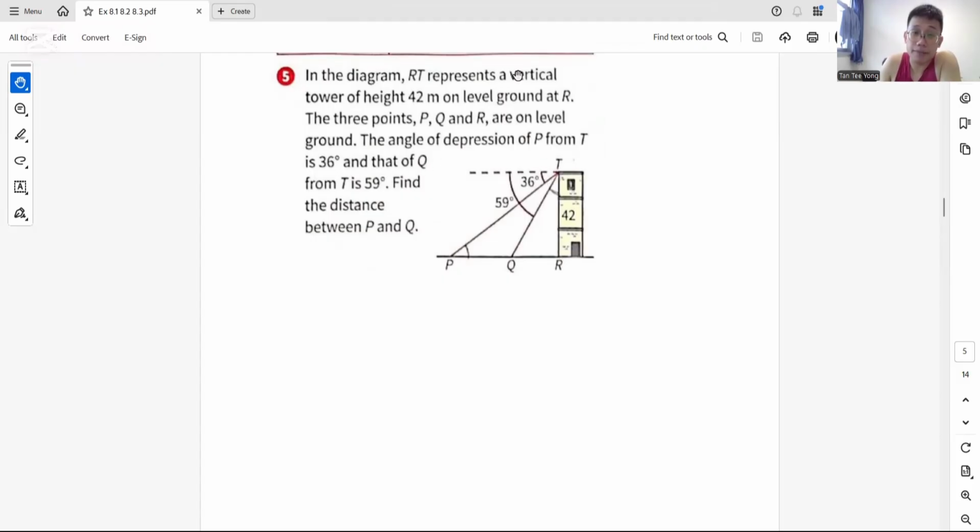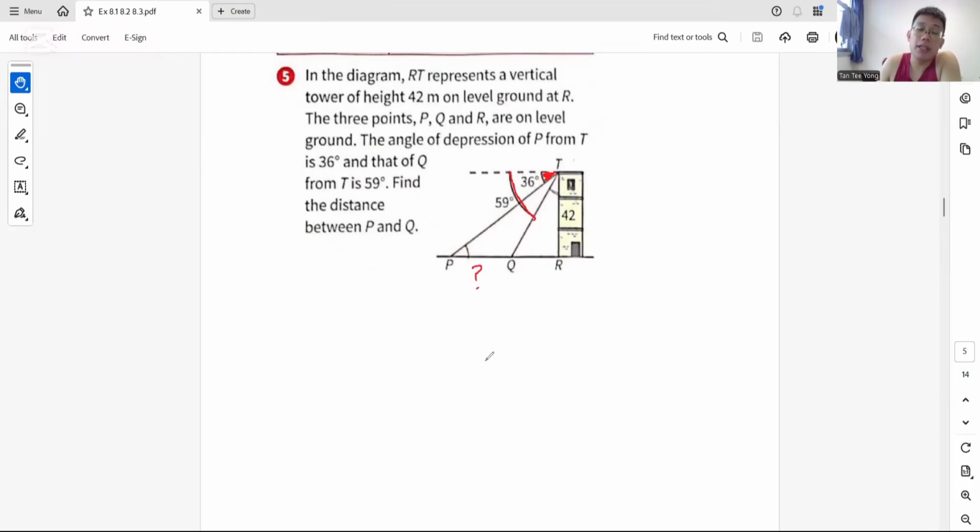The next sentence: they said the angle of depression of P from T is 36 degrees. So this is the angle of depression over here, from T of P. And then the angle of depression of Q from T is actually 59 degrees. So as you can see, the big angle over here. They want us to find the distance of P and Q.